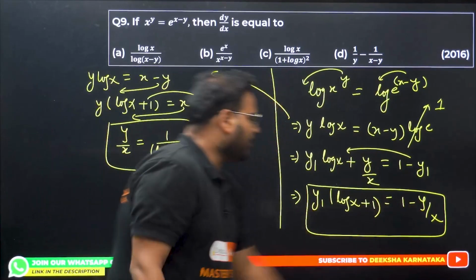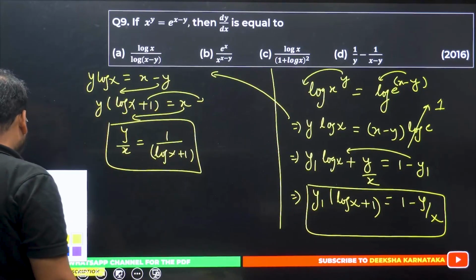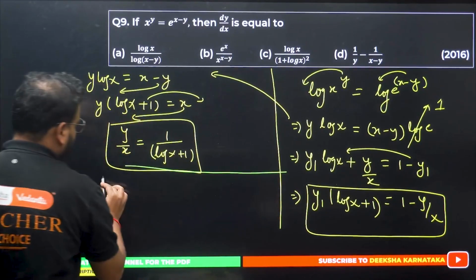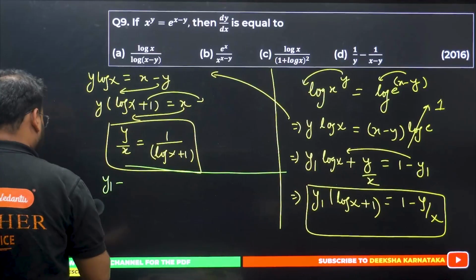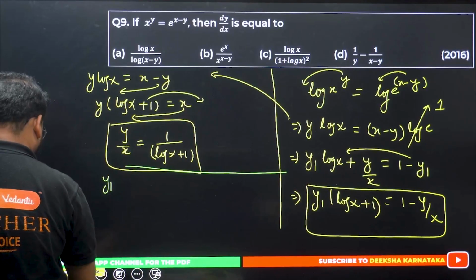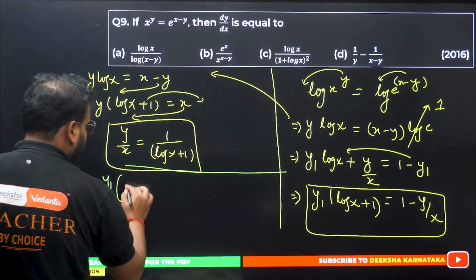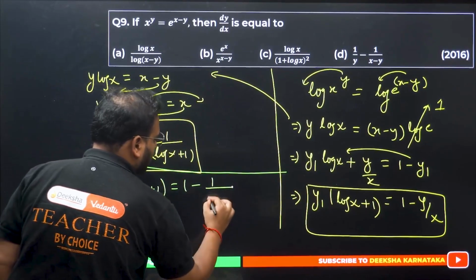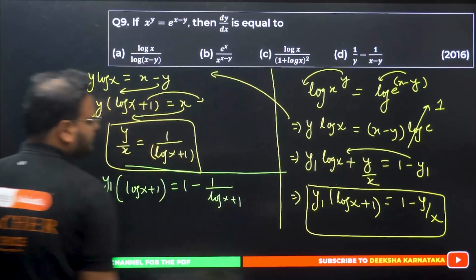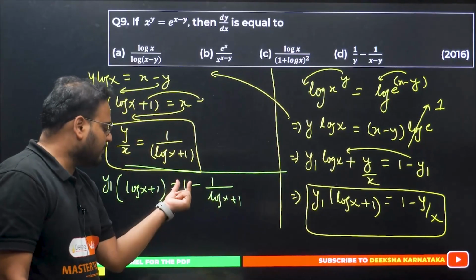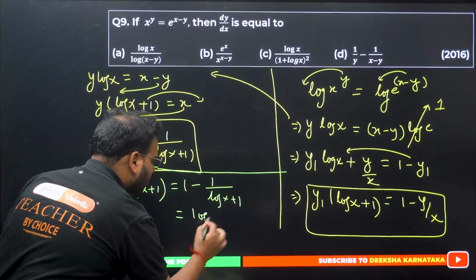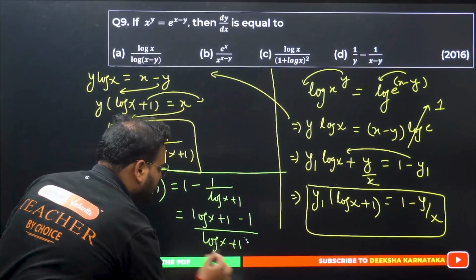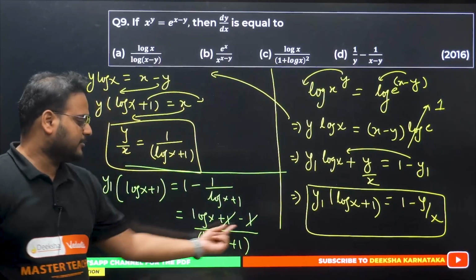Simply substitute that over here. Have a look. So this term will become what? y1 equals y1 times log of x plus 1 equals 1 minus 1 upon log of x plus 1. If you take the LCM of that, this will become log of x plus 1 minus 1 divided by log of x plus 1. The 1 and 1 cancel. Plus 1 minus 1 is cancelled.